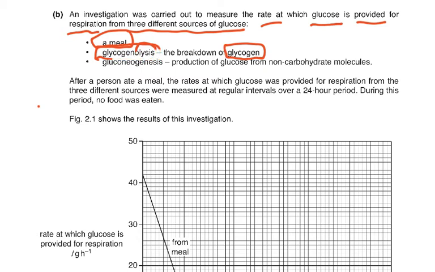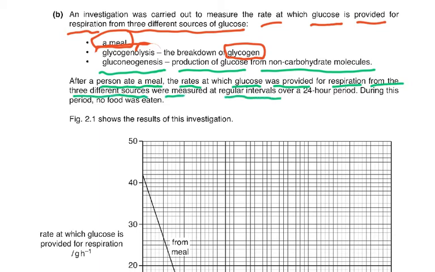Then the third term which they've used is gluconeogenesis. Gluconeogenesis is production of glucose from non-carbohydrate molecules, like proteins or fats, so non-carbohydrate. So after a person ate a meal, now we need to concentrate on the rates at which glucose was provided for respiration from the 3 different sources, measured at regular intervals over a 24-hour period. During this period, no food was eaten.